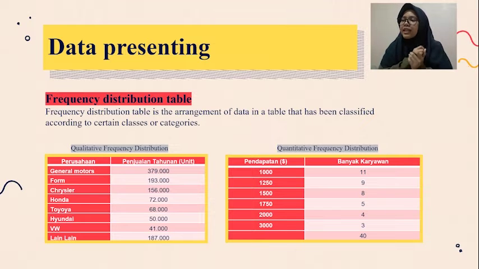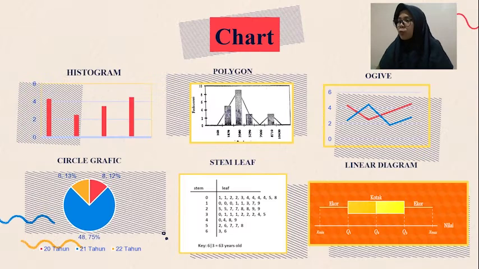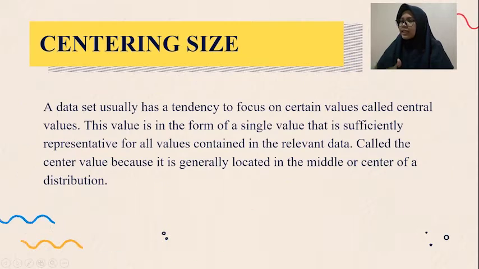In these presentations, we have qualitative frequency distribution and then quantitative frequency distribution. And then we have charts too in this presentation, like histogram, polygon, ogive, circle graphic, stem and leaf, and linear diagram. And then centering size.